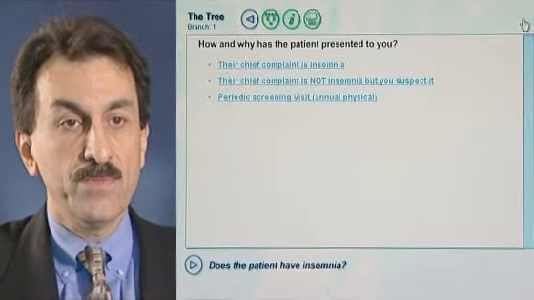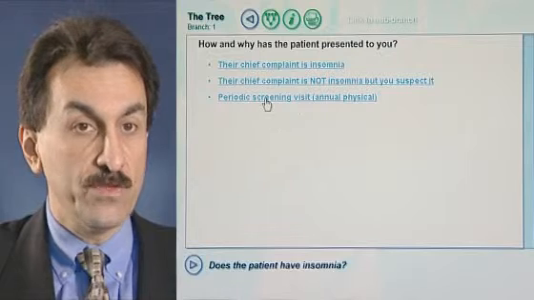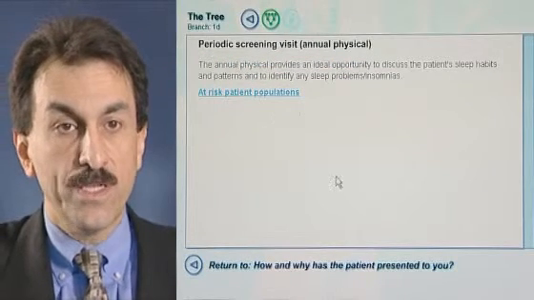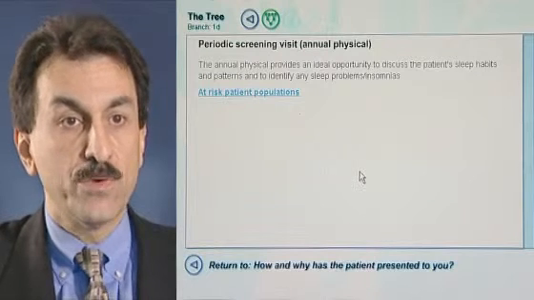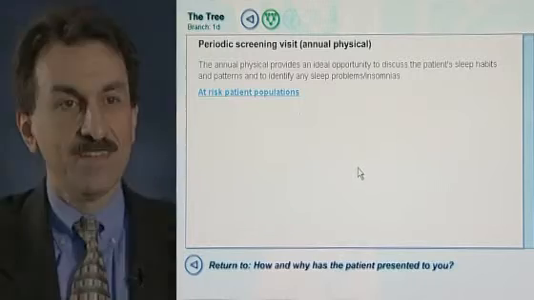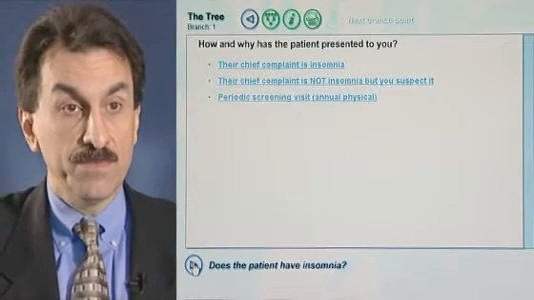Additionally, insomnia, as we all know, can occur in patients presenting during an annual physical exam. This provides an ideal opportunity to discuss patients' sleep habits and patterns and to identify any problems with insomnia. The next branch in the sleep tree is, does the patient in fact have insomnia?